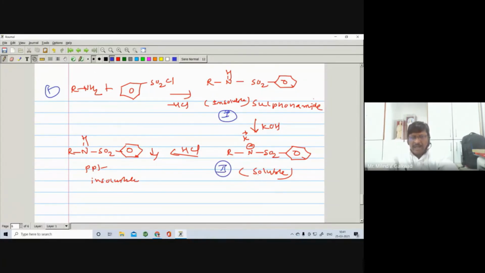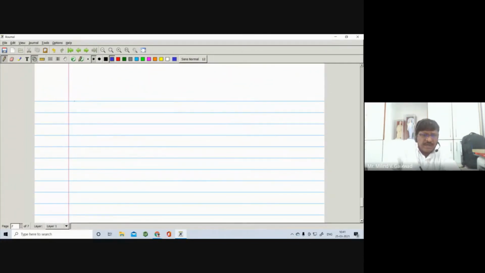Right? And as soon as you add HCl, again it becomes insoluble. Means you are getting the precipitate. You are getting the precipitate of compound number 1. So again you are forming the compound number 1. Okay. Now when you take the secondary amine, what happens? So in secondary amine there is an N, there is an H and there is an R, right?